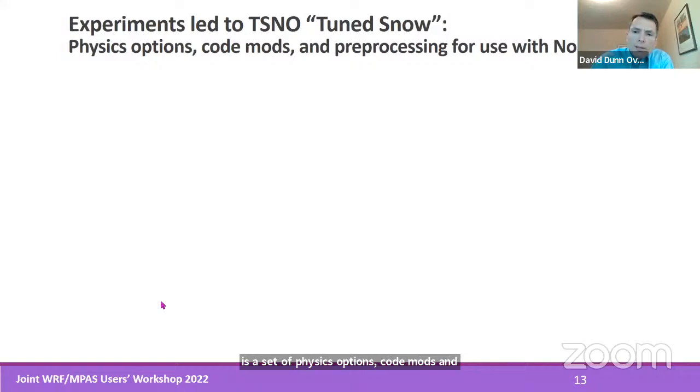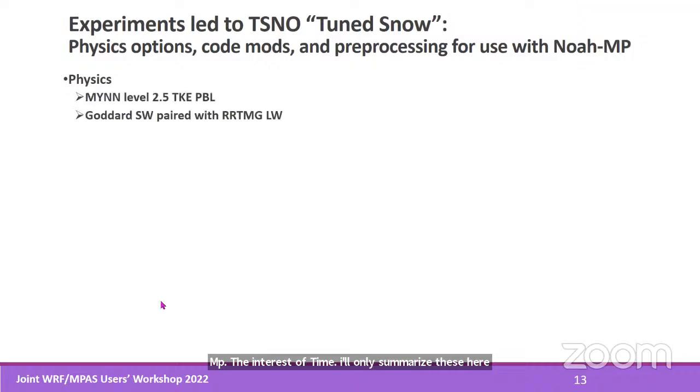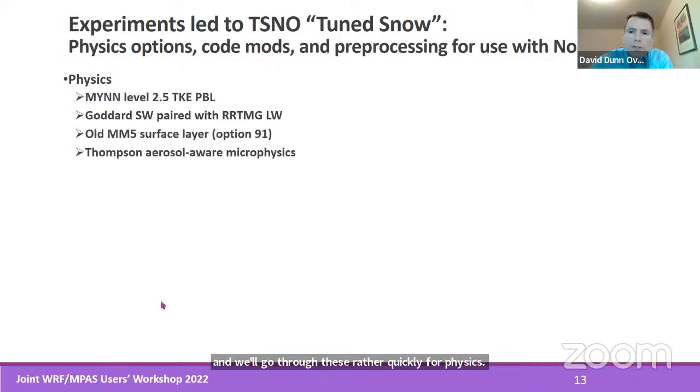In the interest of time, I'll only summarize these here, and we'll go through these rather quickly. For physics, these are the choices that led to the best improvement in 2 meter temperatures over snow. The MYNN level 2.5 TKE PBL, Goddard shortwave combined with the RRTMG longwave, the old MM5 surface layer, option 91, and Thompson aerosol aware microphysics.